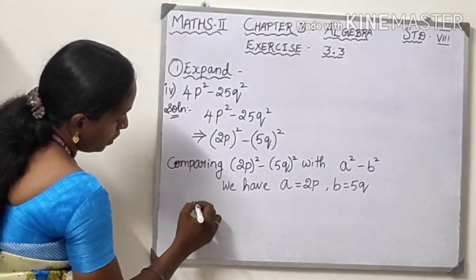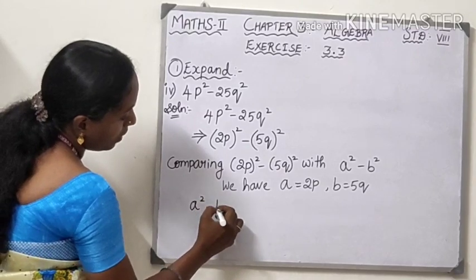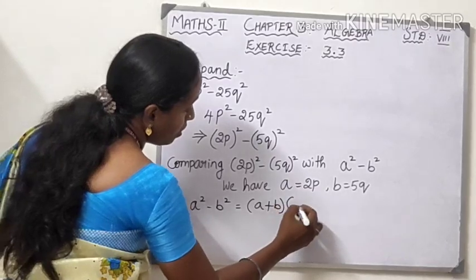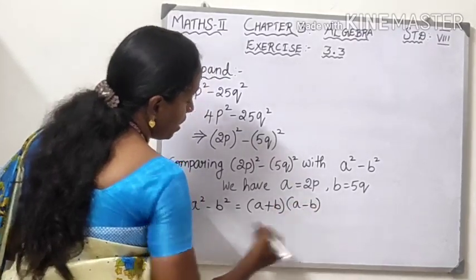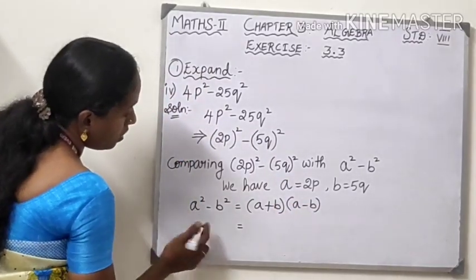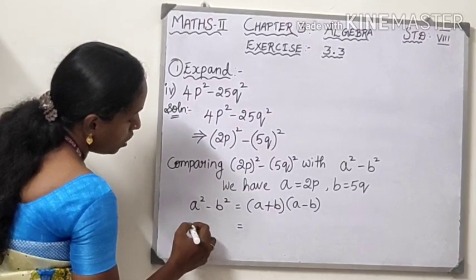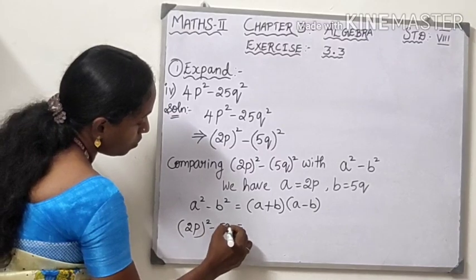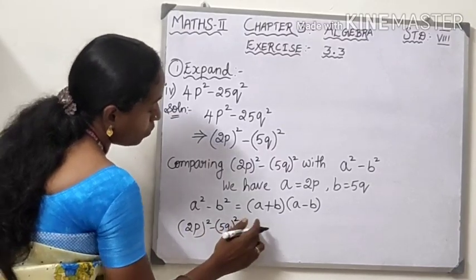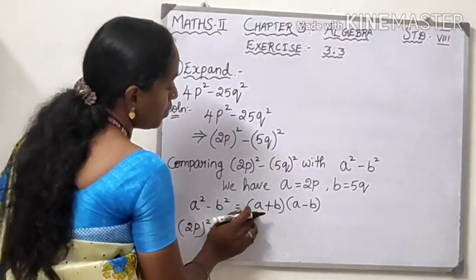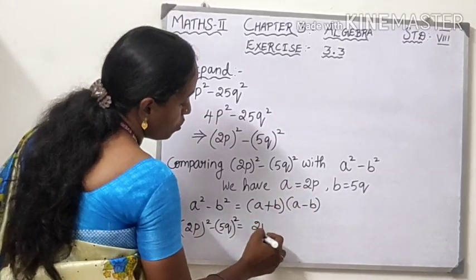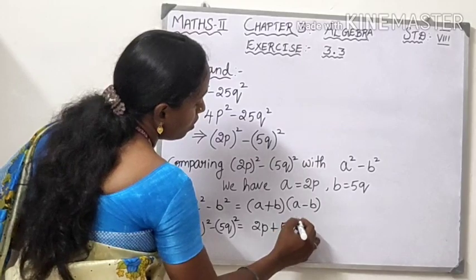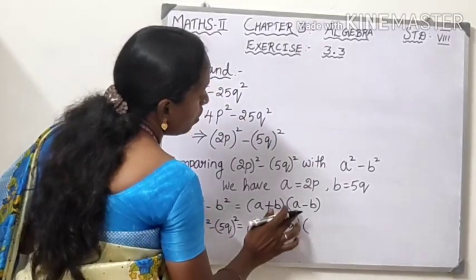Now we know the identity a square minus b square is equal to a plus b, then a minus b. So here we have to write our question. So it is 2p the whole square minus 5q the whole square is equal to a plus b, which is nothing but, what is our a value? 2p. So 2p plus, what is our b value? It is 5q. Close the bracket. Then what is our a value?